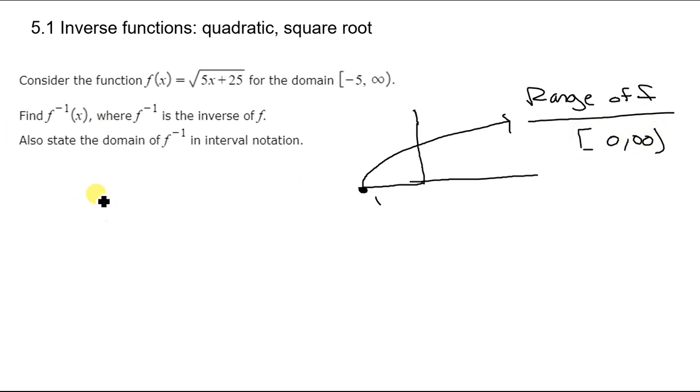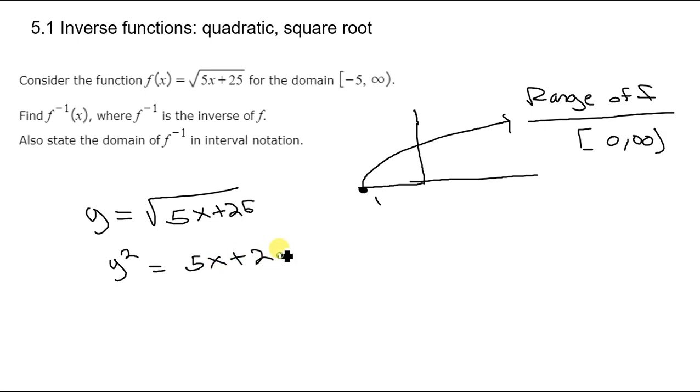Now let's find our inverse function. Set y equal to the square root of 5x plus 25. Square both sides. y squared is equal to 5x plus 25. Now subtract 25. y squared minus 25 is equal to 5x. And now divide by 5. That says that x is equal to (y squared minus 25) divided by 5.